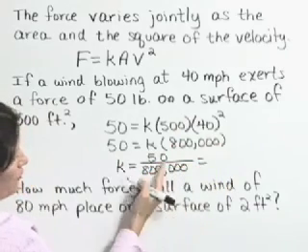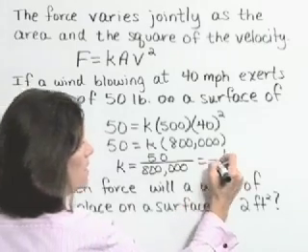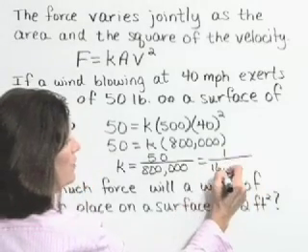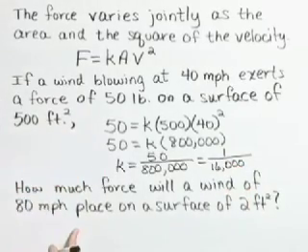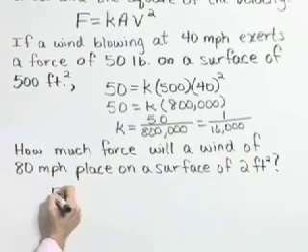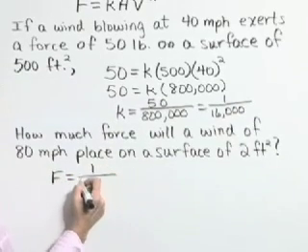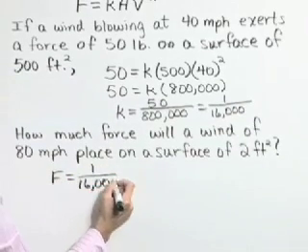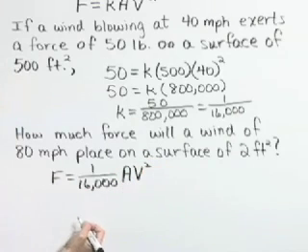That reduces, if we cancel a common factor of 50 out of the numerator and denominator, to 1 over 16,000. So we can write our formula then as force F is equal to 1 over 16,000 times the area times velocity squared.